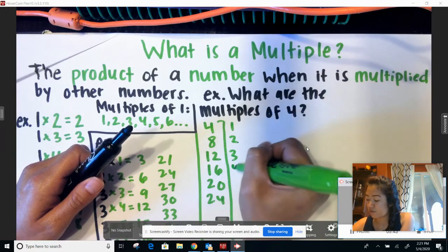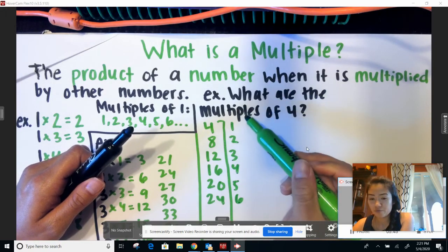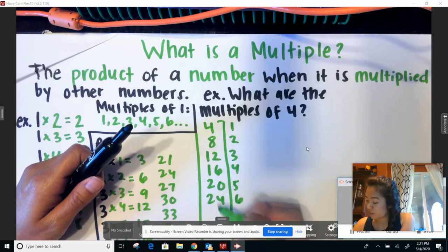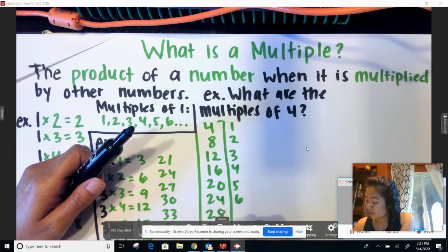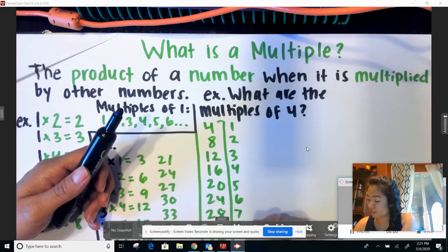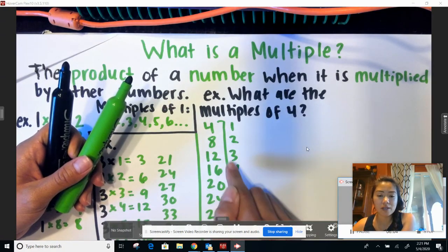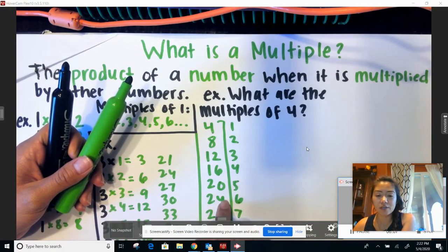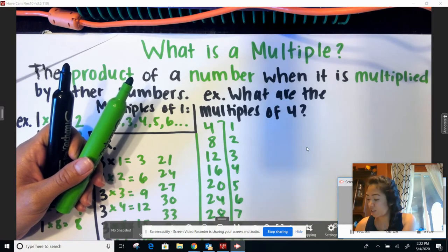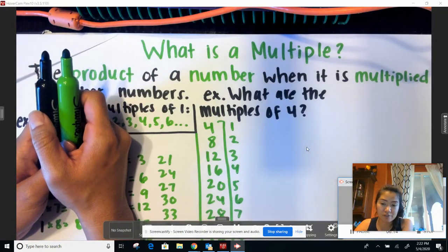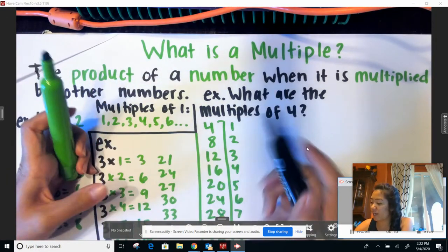So that's 1, 2, 3, 4, 5, 6: 4 times 1, 4 times 2, 4 times 3, 4 times 4, 4 times 5, 4 times 6, 4 times 7, 8, 9, 10. We're going to stop there, but I'll go ahead and sing this song. The song that goes with this one is 4, 8, 12, 16, and 20, 24, and 28, 32, 36, and 40, 44, and 48. 4 times 12 is 48.